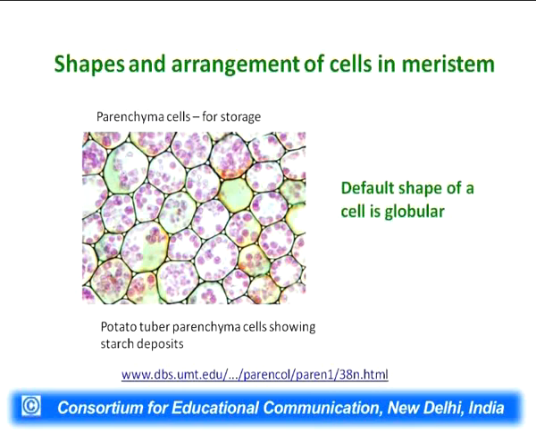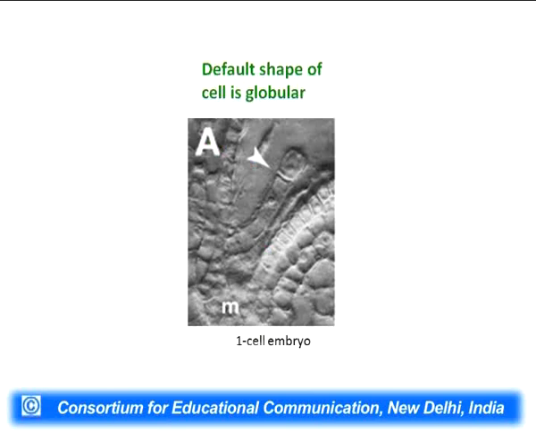However, if you have to remove this intercellular space, then the cells must be arranged in a different way. Now, this is quite interesting. See, the default shape of a cell is globular. When a cell takes birth, usually it comes out like a globe, and then depending on the position of a tissue, or depending on the function, the shape of the cell gets changed.